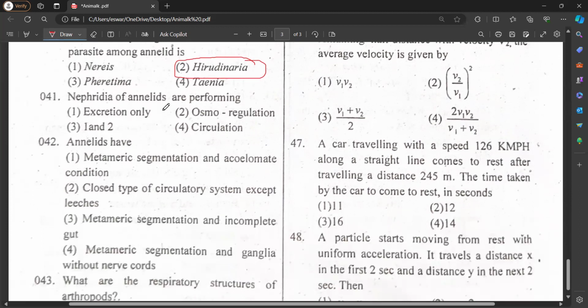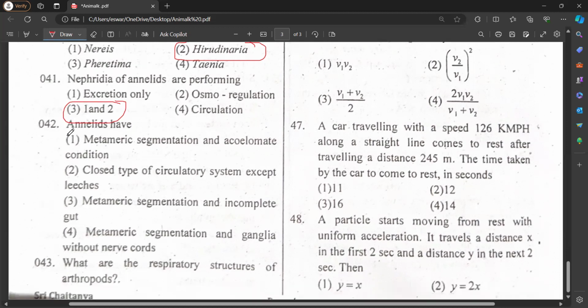Nephridia of annelids perform excretion only, osmoregulation, both 1 and 2, and fourth option circulation. Then the correct option is both 1 and 2. They help in both excretion and osmoregulation. Next, annelids have what kind of segmentation?